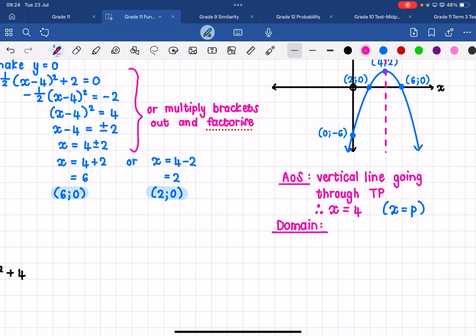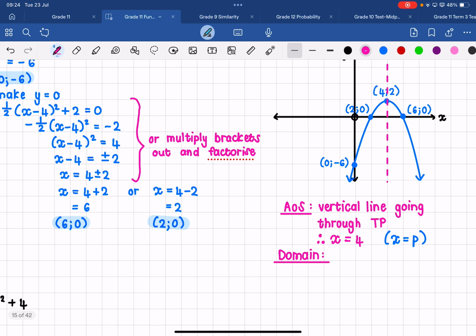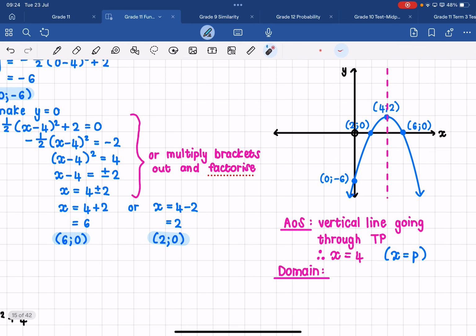Domain is all the x values, yes? So all the x values, not that we have on our specific graph that we drew specifically, but which x values could you potentially have on this graph? Now guys, for the x values, we're going to look along the x-axis, right? What is the smallest x value that this graph could potentially have?